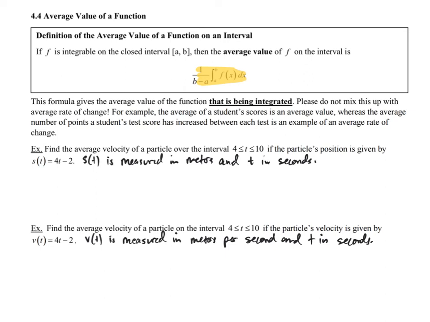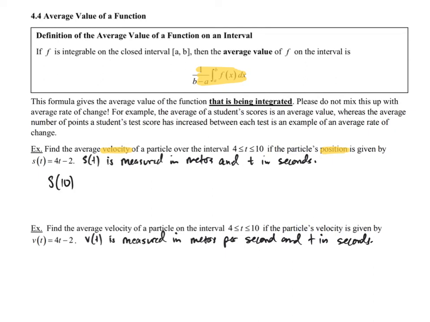So in the first example, it says find the average velocity of a particle if the particle's position is given by s of t is equal to 4t minus 2. And since they're asking me to find the average velocity and I have not been given velocity, I'm going to use the average rate of change formula, because remember, velocity is the rate of change of position.